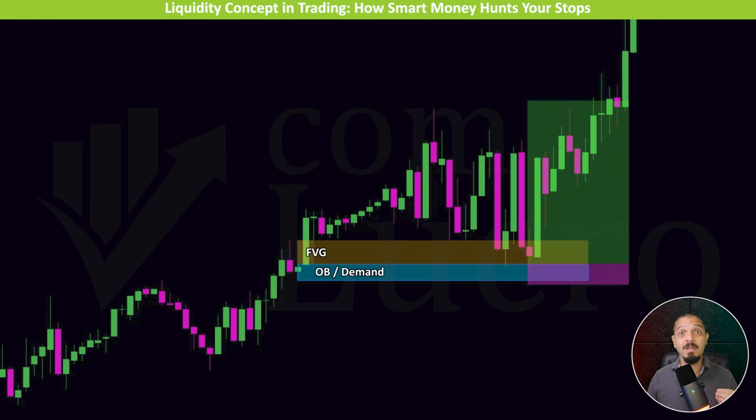Whenever you analyze the market, the first step is to identify the trend in the market structure. Next, mark the supply and demand zones along with any imbalances. After that, you will clearly see where liquidity is sitting, and only then can you execute your trades with precision.